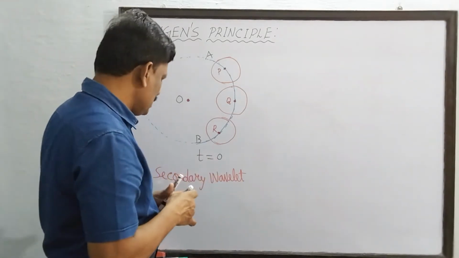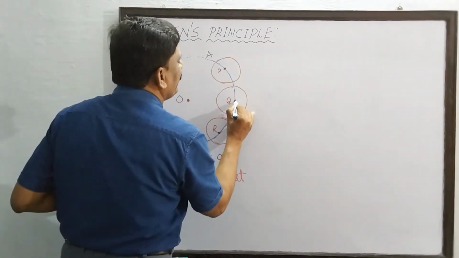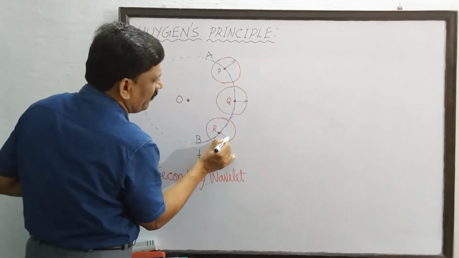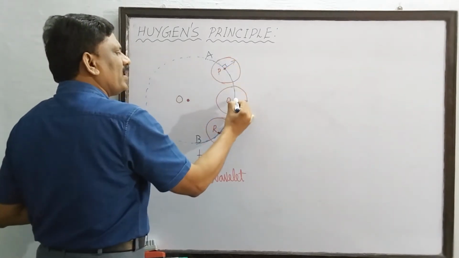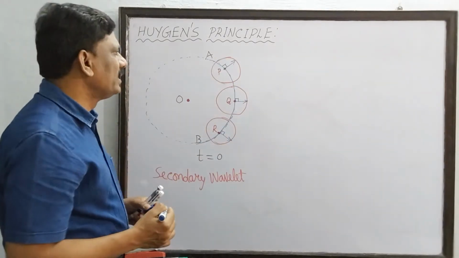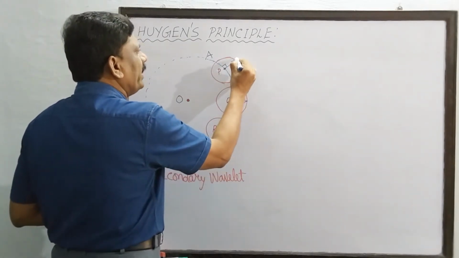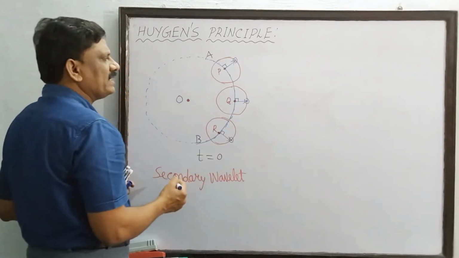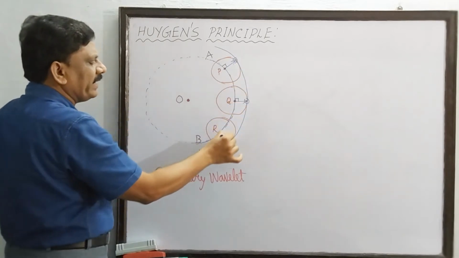Okay students, now I am going to join. See here, the light is traveling in the forward direction like this. From every point you can see that the direction of propagation of light is perpendicular to the surface of the wavefront. Now I am going to join the locus of all the points which are equidistant from the given wavefront.